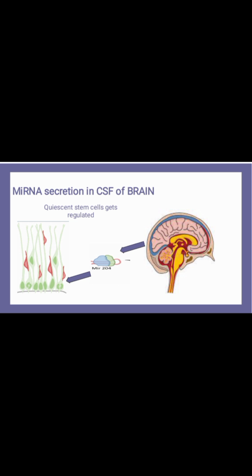MicroRNAs are not only present in cells but also present in secreted body fluids. For example, microRNAs can be found in cerebrospinal fluid. One example is microRNA 204. It has been shown by scientists recently that microRNA 204 regulates the quiescence of stem cells in the brain region. So it regulates the number of neural stem cells, and that is super important for brain development.